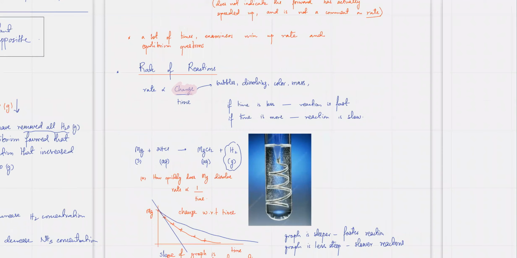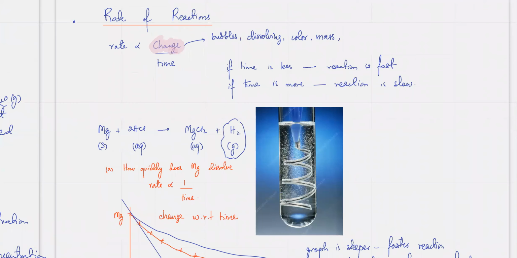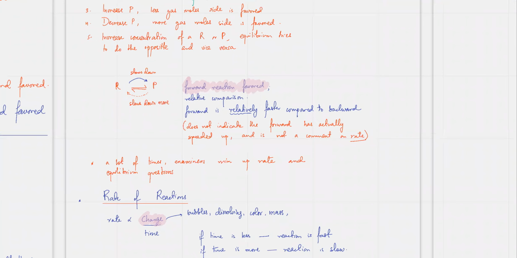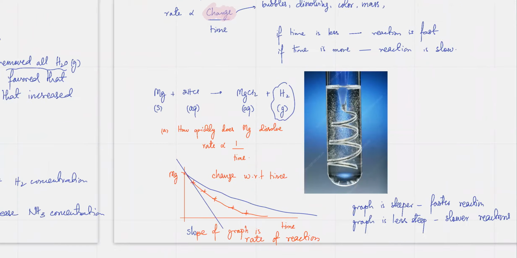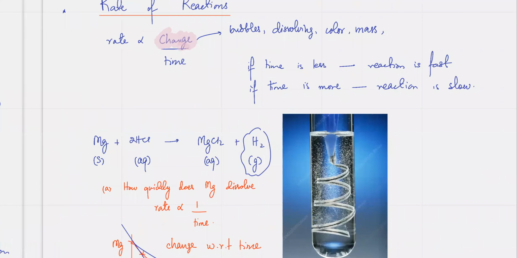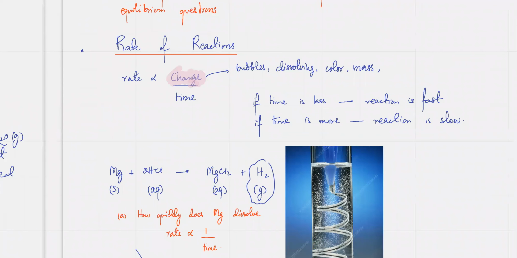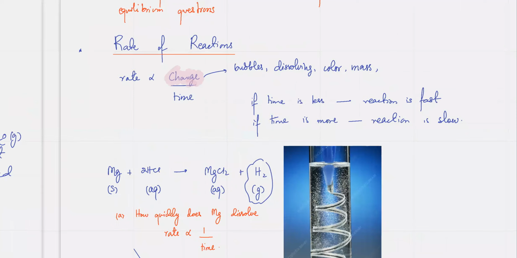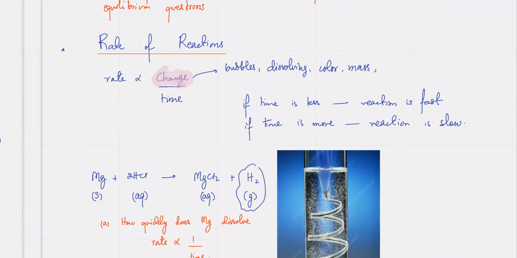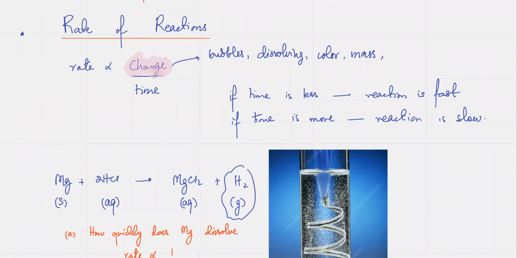So we had started off with rate of reaction, right? We had sort of finished equilibrium, not completely, not entirely, but rate of reaction is something that is linked with it. So I told you that if you want to figure out the speed of the reaction, what you have to do is figure out a change, how fast something is changing.